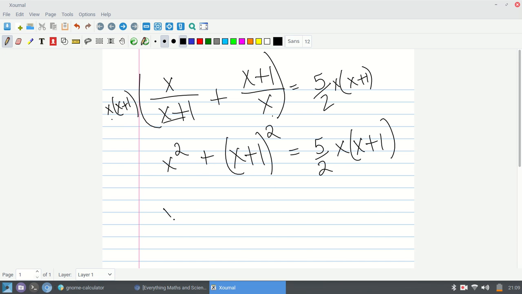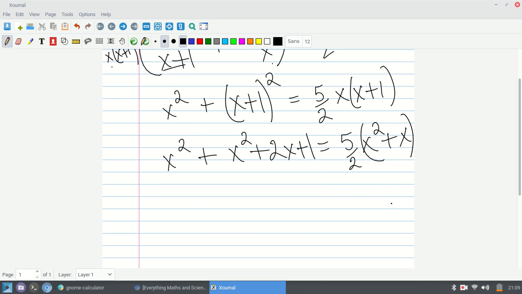When you do the expansion, you get x squared plus 2x plus 1 equals 5 over 2 x squared plus x. Okay, what I'm going to do is multiply both sides by 2 to make the math easier on myself. So everything will get doubled. 2x squared plus 2x squared plus 4x plus 2 will equal 2, and then I'm going to expand the 5 in there, right? So I get 5x squared plus 5x.